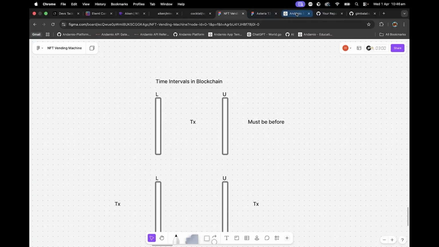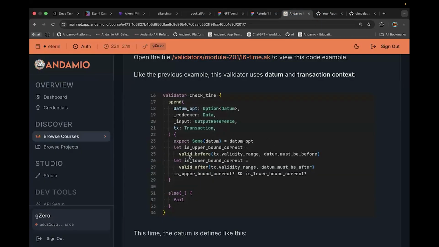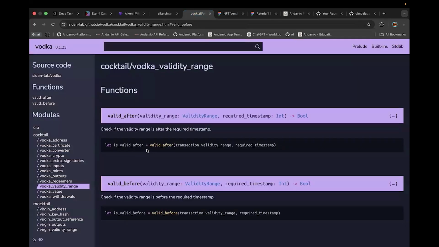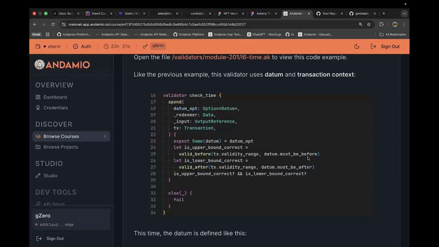And what did they use in the lesson? They used valid before only, no? Valid before the required timestamp. Okay. So yeah, must be before, I thought.